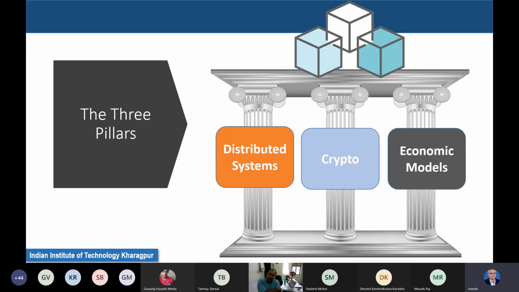Okay. So if we look into the three pillars behind the development of blockchain technology, they are, first, distributed systems, the second is cryptography, and the third is some interesting economic models. One of the interesting facts behind blockchain is that although people have used the term blockchain after Satoshi Nakamoto published that white paper on Bitcoin in 2008, these concepts are pretty old.